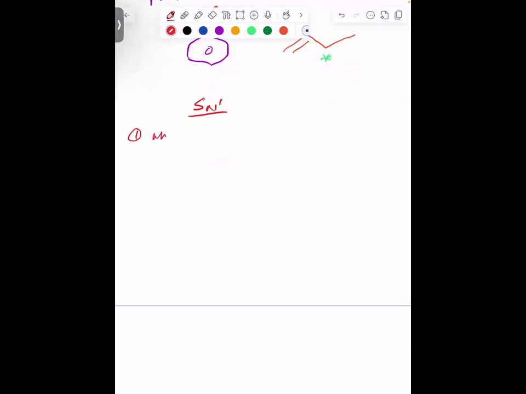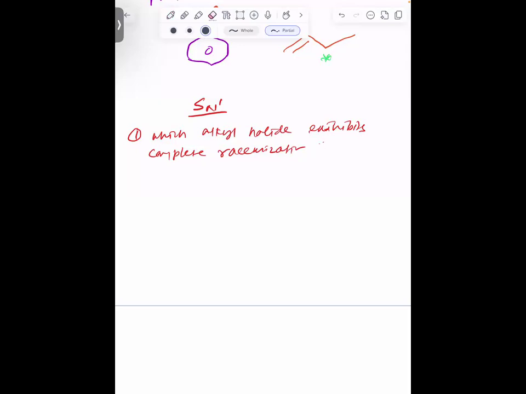Which alkyl halide exhibits complete racemization in SN1 reaction? So write down the questions.